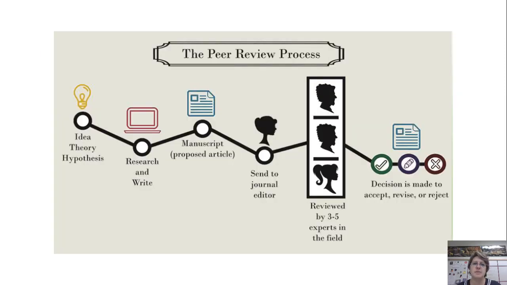So here's just a visual of the peer review process. You're starting with your idea, your theory, your hypothesis, then you do your research, you write your paper, you have a manuscript, and you send it to the journal. And then it's reviewed by 3 to 5 people in a timely fashion, and then a decision is made whether they will accept it, whether they're going to send it back to you to revise it, or whether they reject it in general. And of course, if they accept it, then it will be published. And then if it's super exciting, you can also maybe have a press release where you announce it to the world.